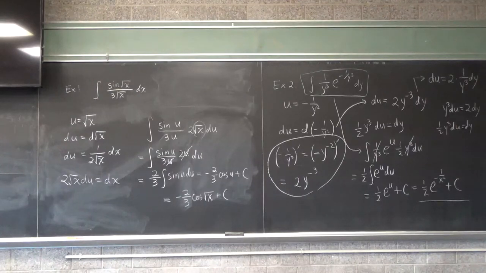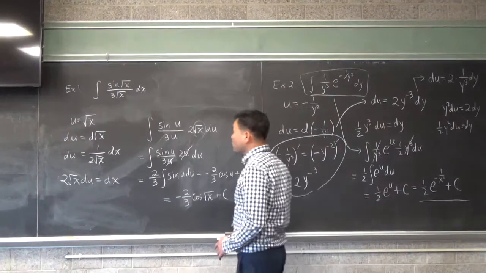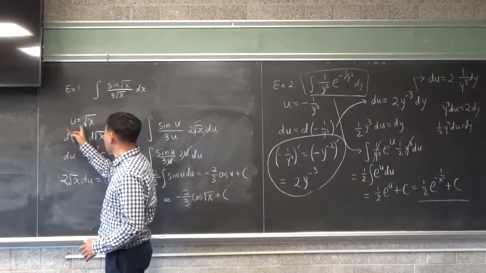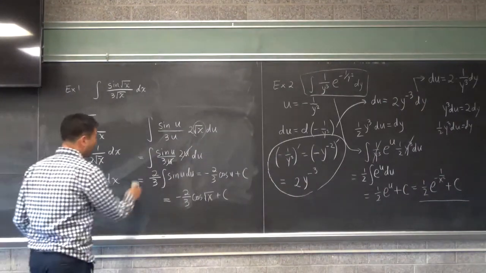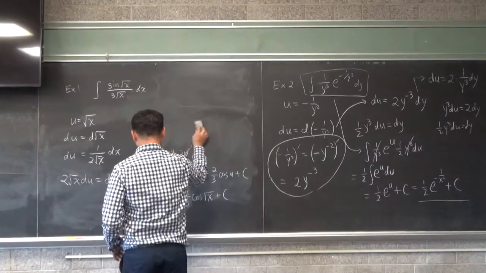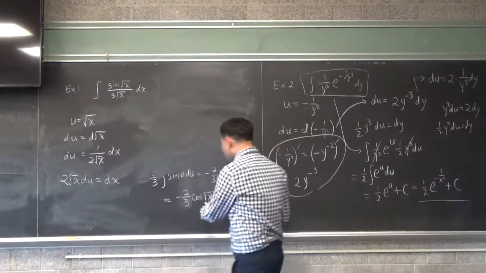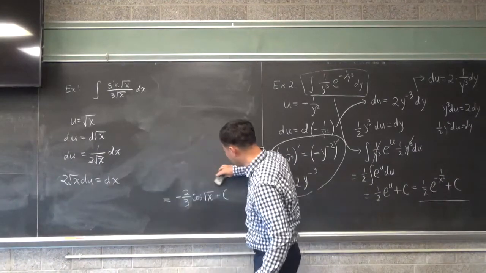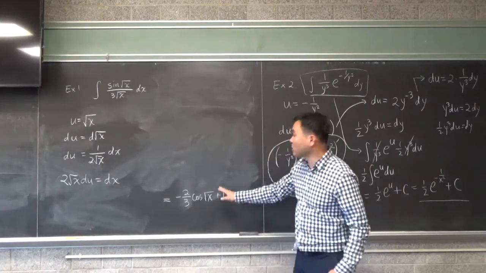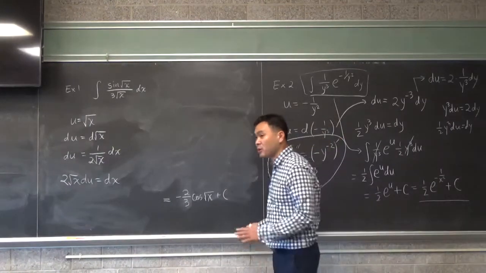So here's a nice trick to use when you have square root of x as u. And I want to save the final answer. We already solved this once with this method. But I want to show you that you get the same answer doing it slightly differently.